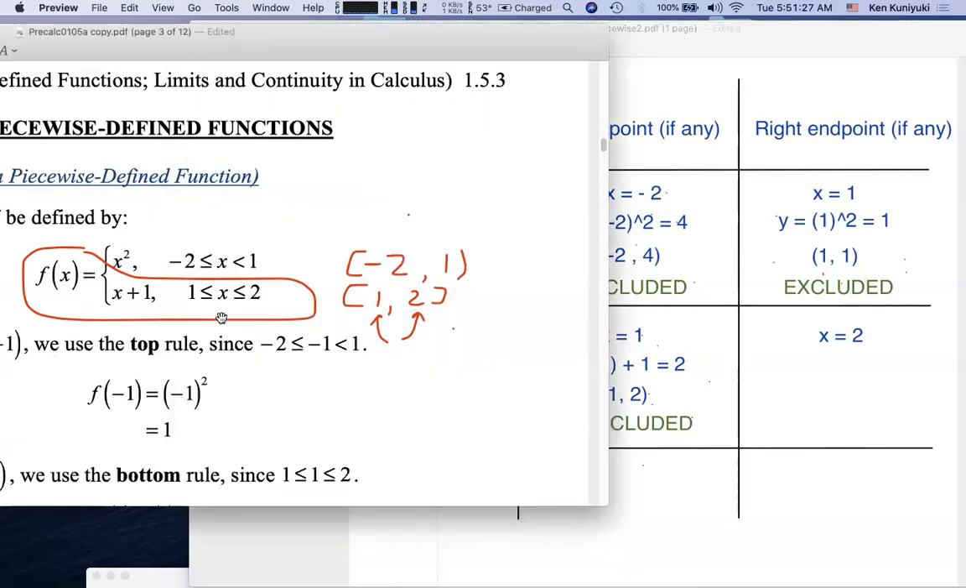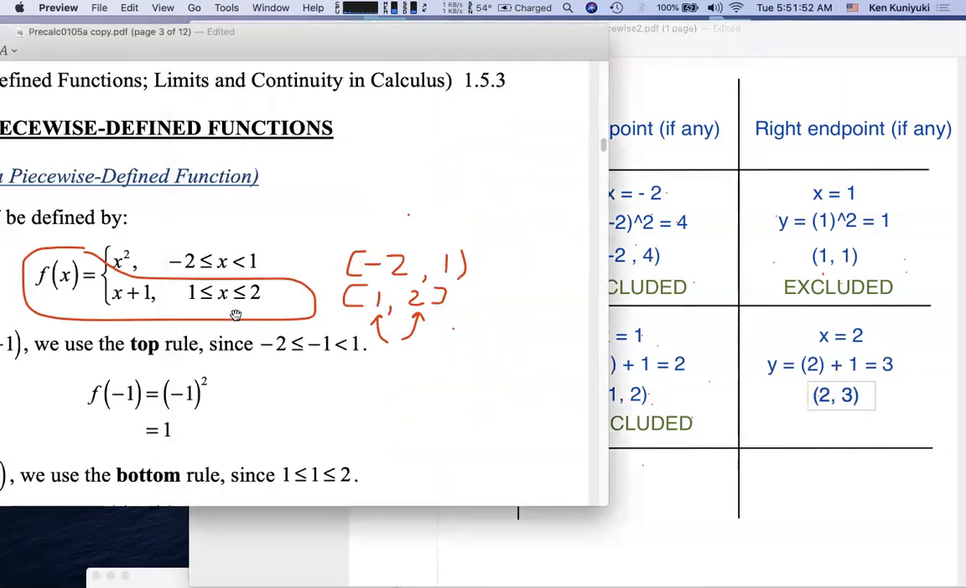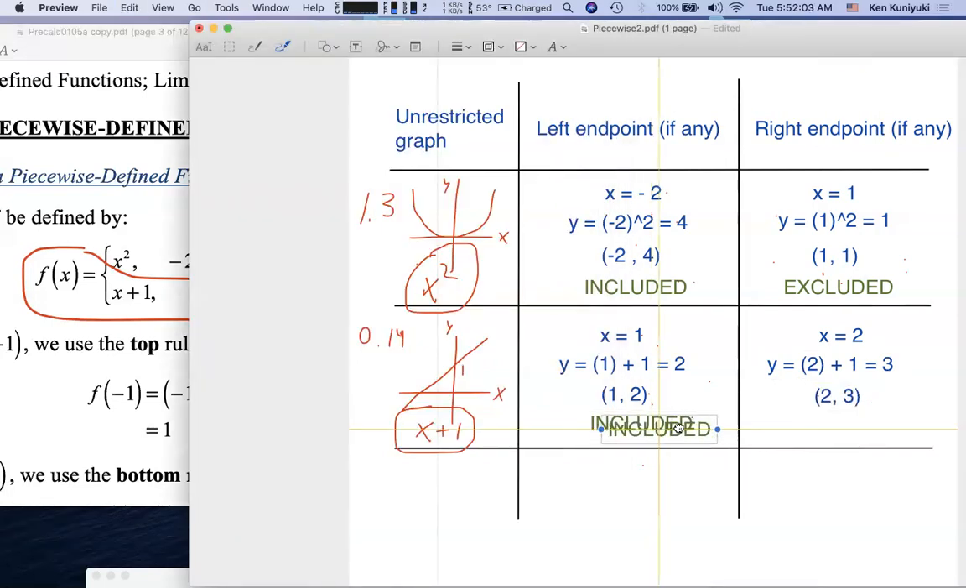Now, what about the right endpoint of the subdomain, x equals 2? Let's find the right endpoint for the second piece of the graph. Plug in 2 into x. Y equals 2 plus 1, or 3, which means that the corresponding point on this piece will be 2 comma 3. But is it included or excluded? Because of the bar there, it's a weak inequality. X equals 2 is part of the subdomain. Included. The point 2, 3 is included. So both endpoints are included on the second piece of the graph.